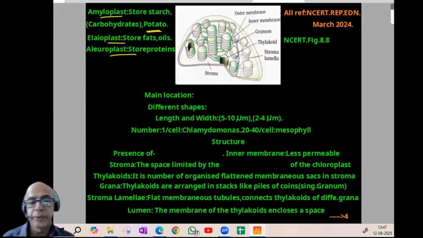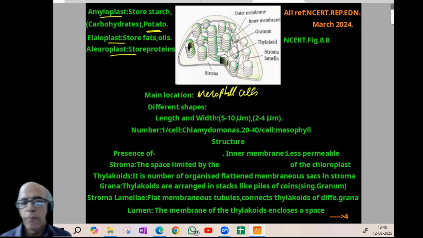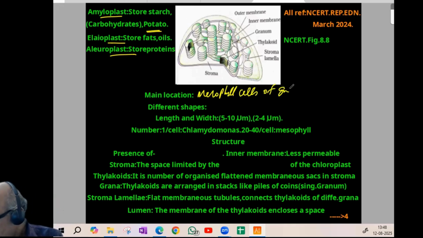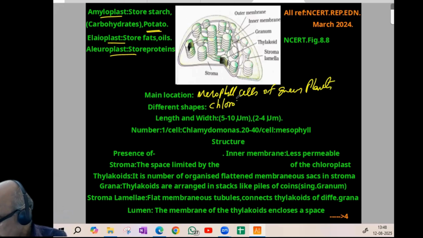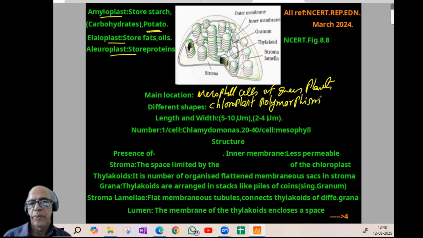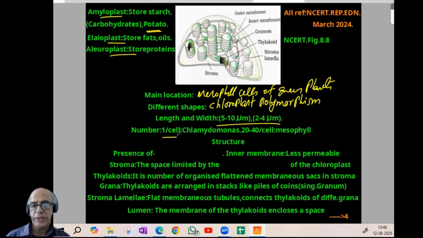Now, the main location where we can find chloroplast. It is seen in mesophyll cells, mainly in mesophyll cells of green plants. Different shapes will be there for chloroplast. That is why it is called chloroplast polymorphism. Like cup shape, ribbon shape, star shape, network, girdle shape, likewise. And length and width, what NCERT says, 5 to 10 μm and 2 to 4 μm, and number 1 per cell. Example is Chlamydomonas. It can increase up to 20 to 40 in mesophyll cells.